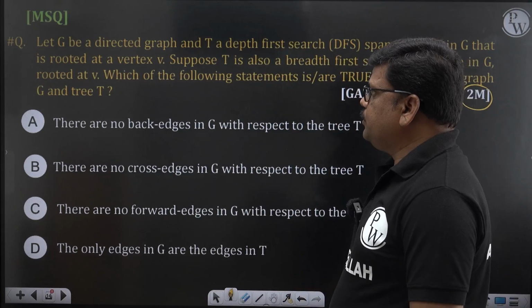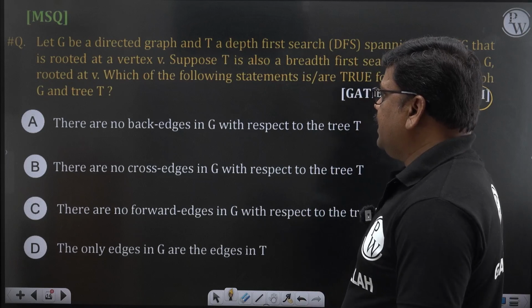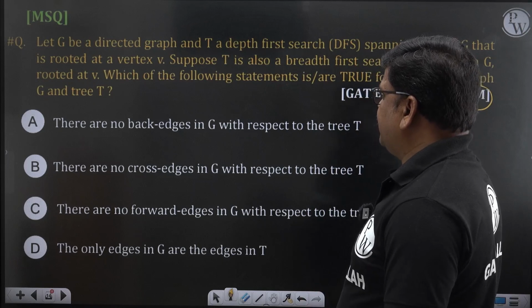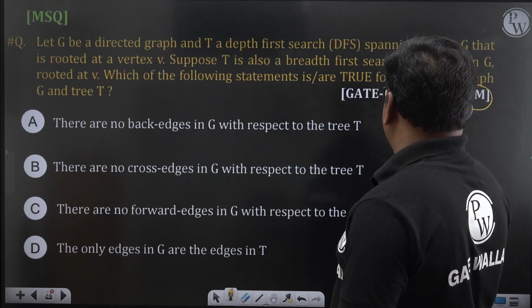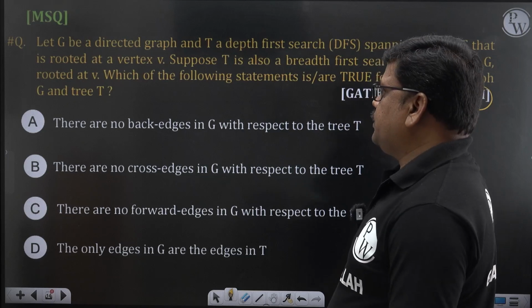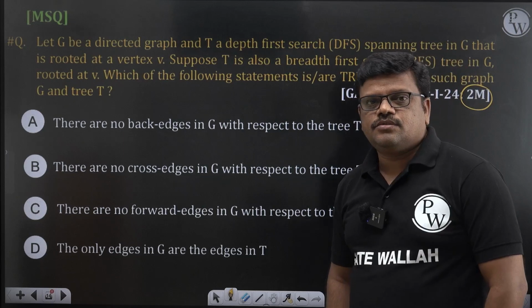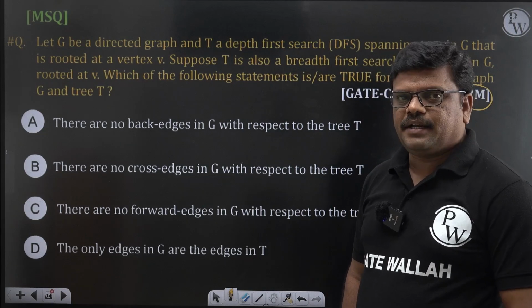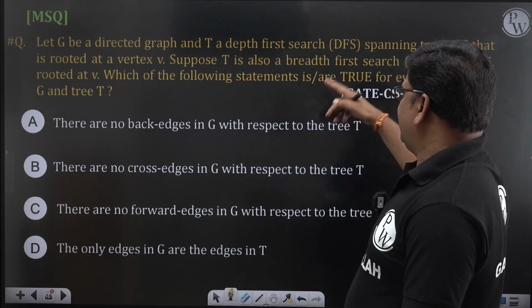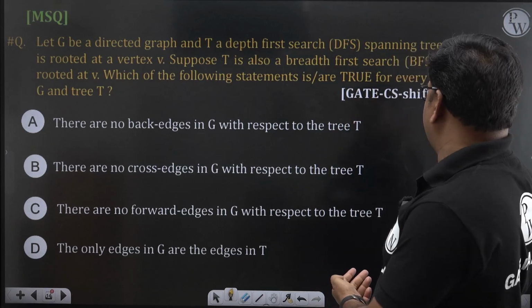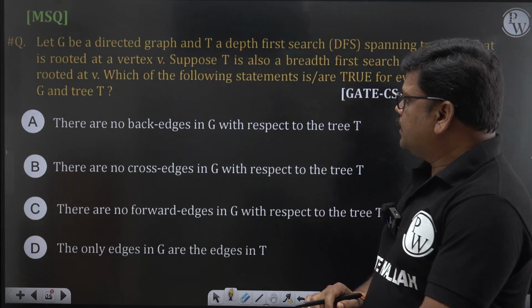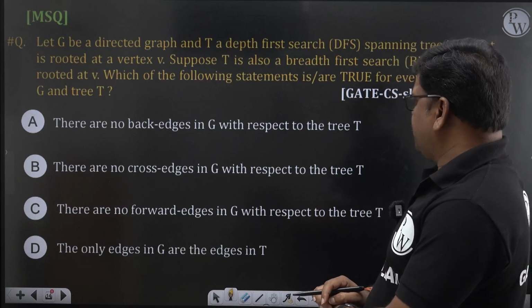This is MSQ. G is a directed graph and T is a depth first search spanning tree in G that is rooted at vertex V. So, G is a graph, T is a spanning tree based on DFS. Suppose T is also a BFS, breadth first search, rooted at V. Which of the following statements is true?